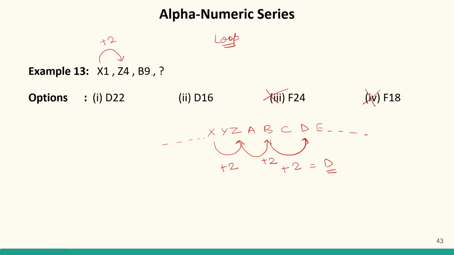Now numbers, I can see a simple square. 1 square, 2 square, 3 square. So 4 square will be 16. So the element will be D, 16. So option 2 is your answer.